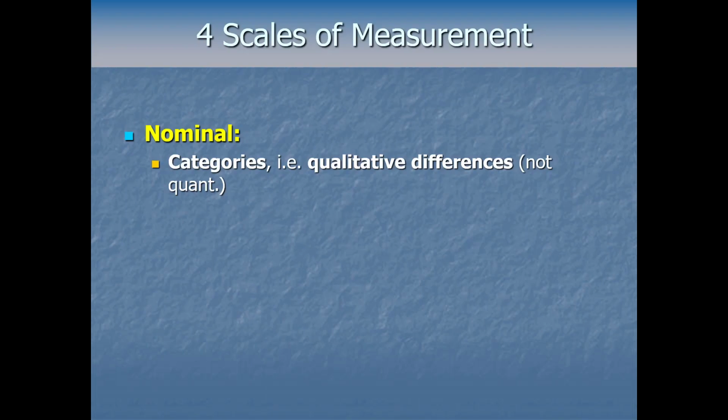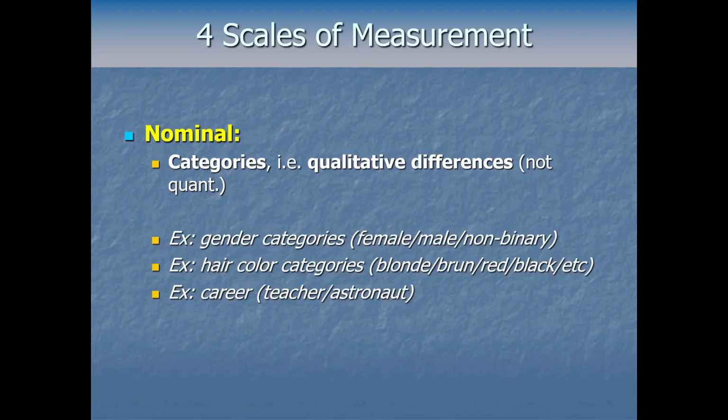So the nominal scale. Nominal means we're recording things as categories. We are looking at it as qualitative differences, basically, not quantitative differences. So common examples would be gender categories, like if we record gender as female, male, or non-binary, or hair color categories like blonde, brunette, redhead, black, bald, other, or recording careers like teacher, astronaut, etc.